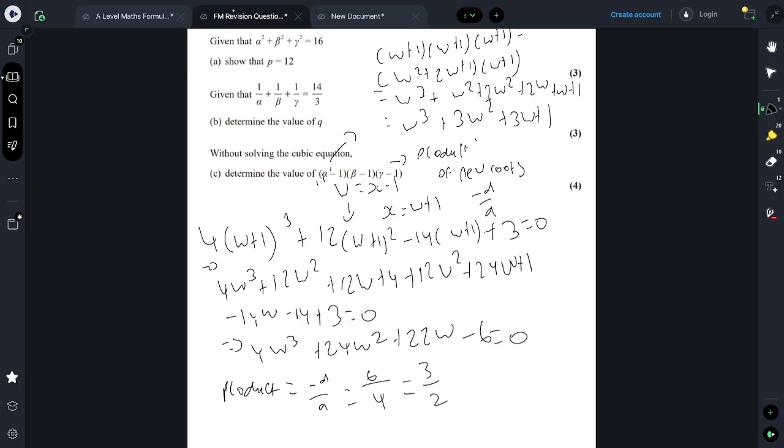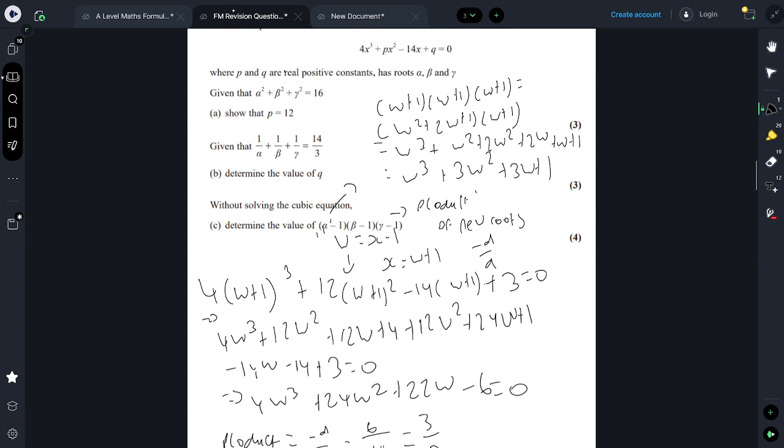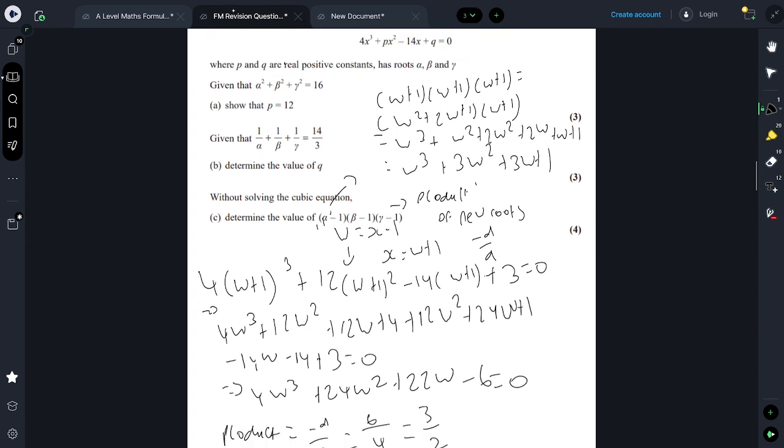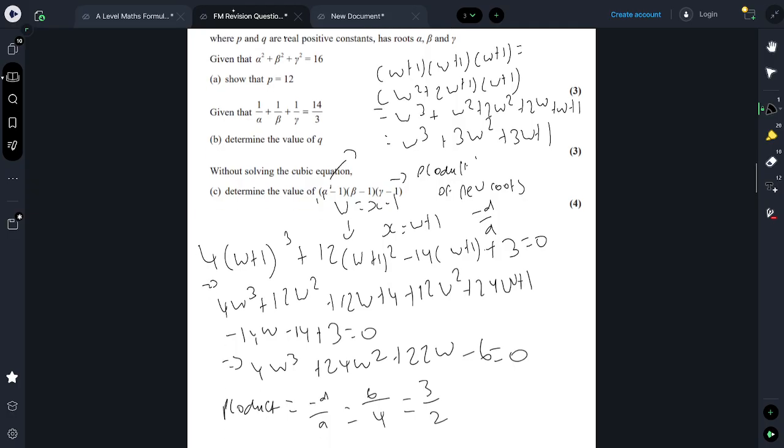4w cubed. 4 times 3 is 12. 4 times 3, 12, plus 4 plus 12w squared plus 24w. Oh, that's why. Plus 24w plus 12 there. Not 1, 12. I don't know why I didn't write a 2 there. Oh my god. Minus 14w minus 14.